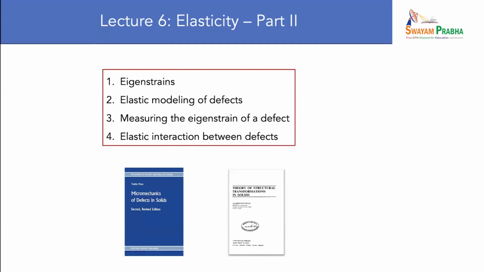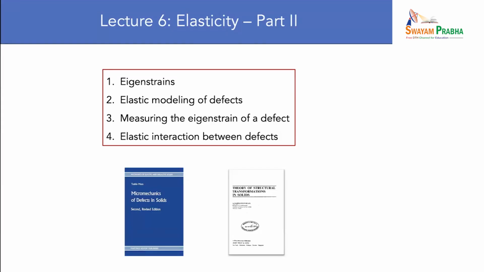So I want to continue what we started yesterday about elasticity, and now I want to introduce eigenstrains and how we can both measure them in an atomistic simulation and how we can use them to model dislocation defects and the interactions between the defects.